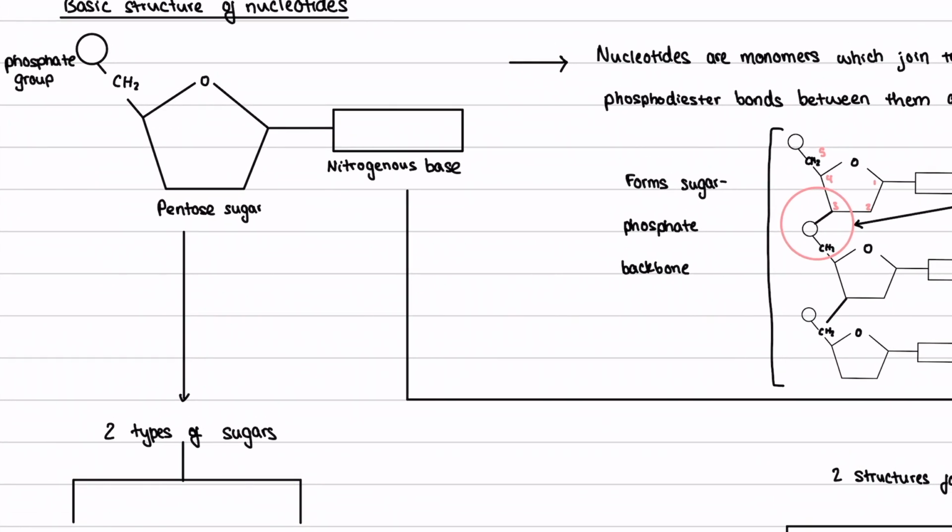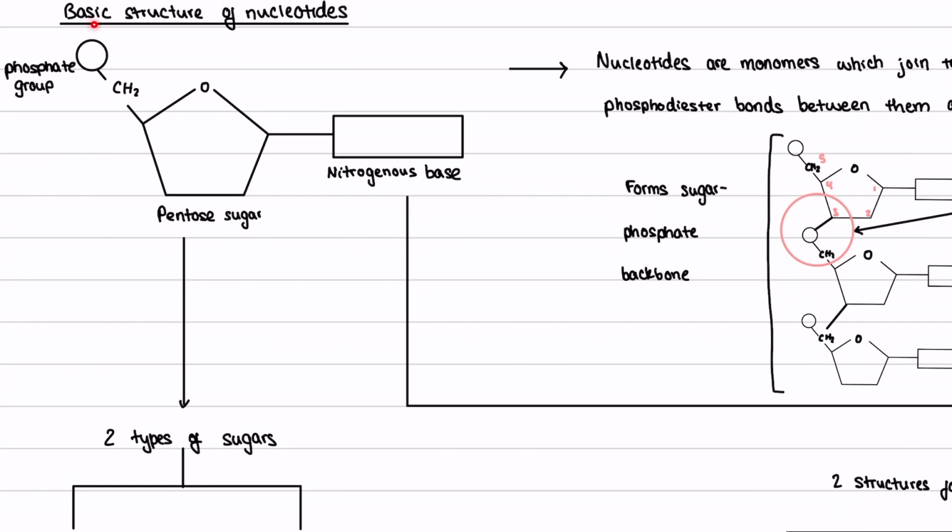In your exam, it is important that you know the basic structure of nucleotides and are able to draw and label a nucleotide. So, as you can see in this diagram, it shows you a generic diagram of a nucleotide. You have a pentose sugar, nitrogenous base, and a phosphate group.